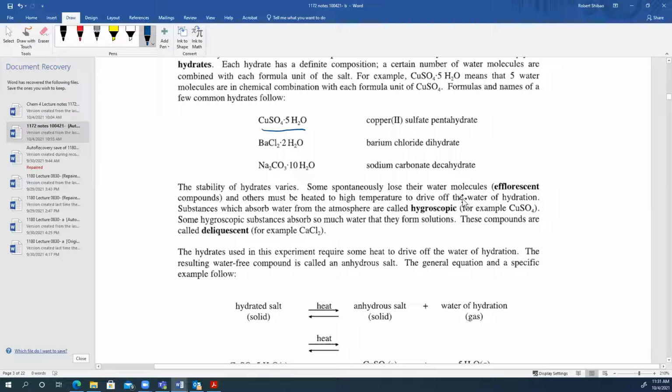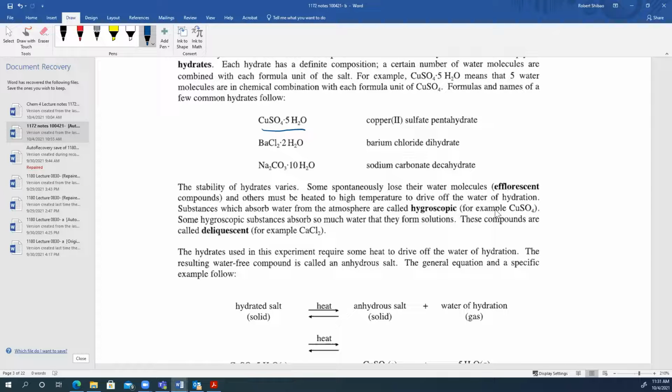The stability of hydrates varies. Some spontaneously lose water molecules, the efflorescent, and others must be heated to high temperature to give off. So this is some vocabulary here. Efflorescent, they spontaneously lose water molecules.